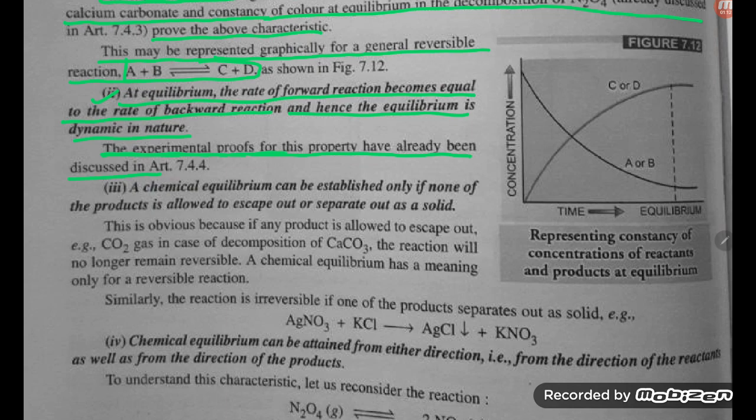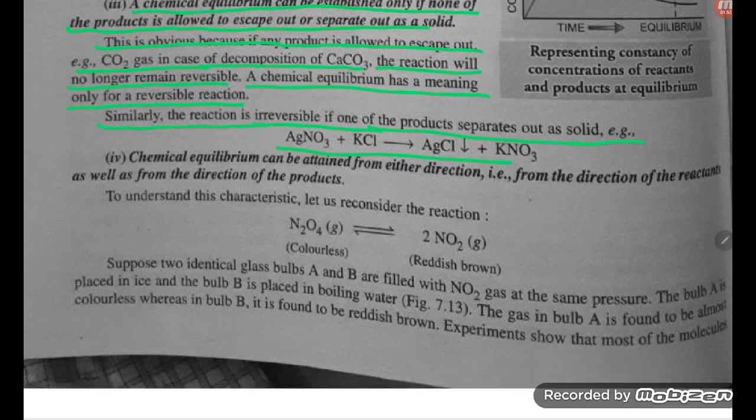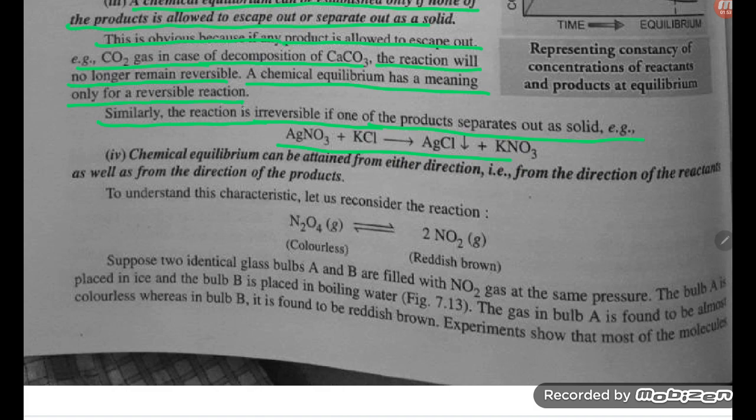Next one: chemical equilibrium can be established only if none of the products is allowed to escape out or separate out as solid. This is obvious because if any product is allowed to escape out, like CO2 gas in case of decomposition of CaCO3, the reaction will no longer remain reversible. A chemical equilibrium has meaning only for a reversible reaction. Similarly, the reaction becomes irreversible if one of the products separates out as solid.